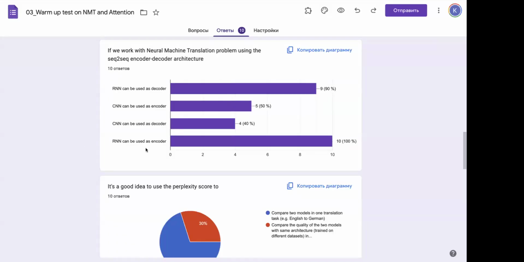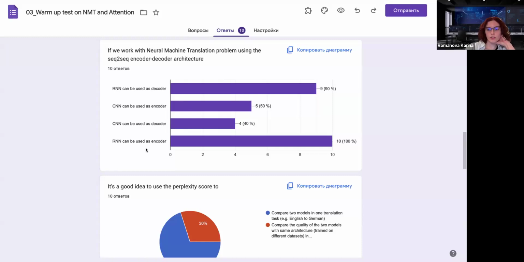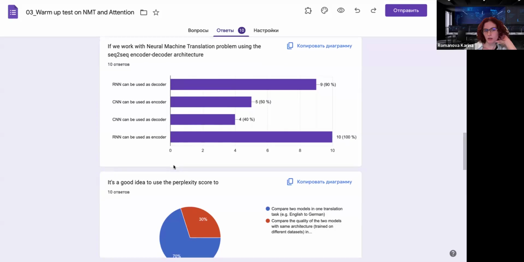Yes. Okay. So the first question was: if you work with a neural machine translation problem using the sequence-to-sequence encoder-decoder architecture, what can we use? By the way, all the answers are correct, and we can choose all of them. I will explain why we can do it. The first one was about RNNs in the decoder part.